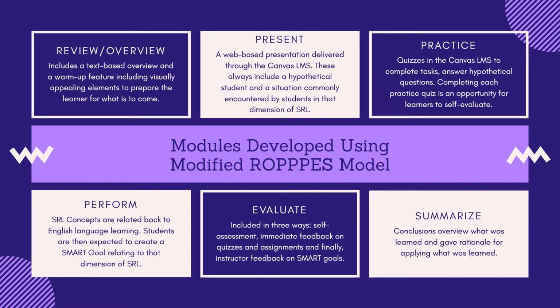On the screen, you can see the ROPES model that was used to design each of the 9 modules. The ROPES model, or review, overview, present, practice, perform, evaluate, and summarize, is a modification of the original ROPES model, which only included one P, presentation. This model, however, gives much more enhancement to the learning experience and allows for more development in the students' minds of the concepts that they are trying to grasp.